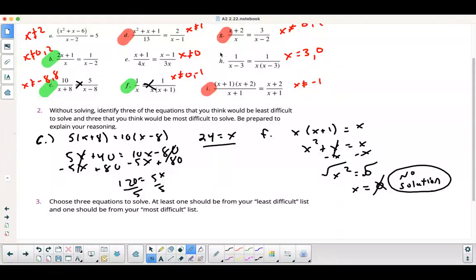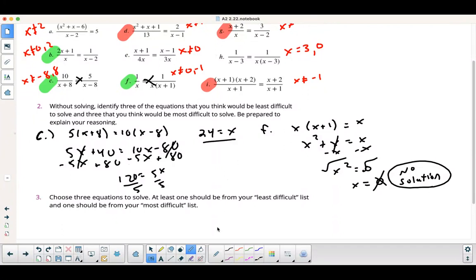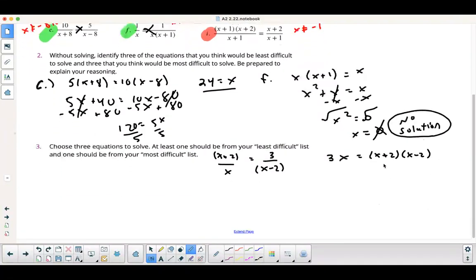Okay. And let's try one of the harder ones. Let's do G: x plus 2 over x equals 3 over x minus 2. When I cross multiply, I get 3x equals x plus 2 times x minus 2. I can make a box to multiply that out, but it's going to end up being x squared minus 4 because the 2x and the negative 2x will cancel.